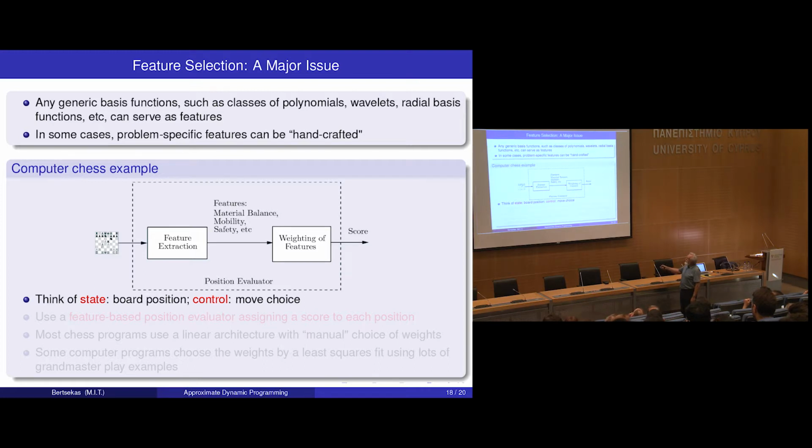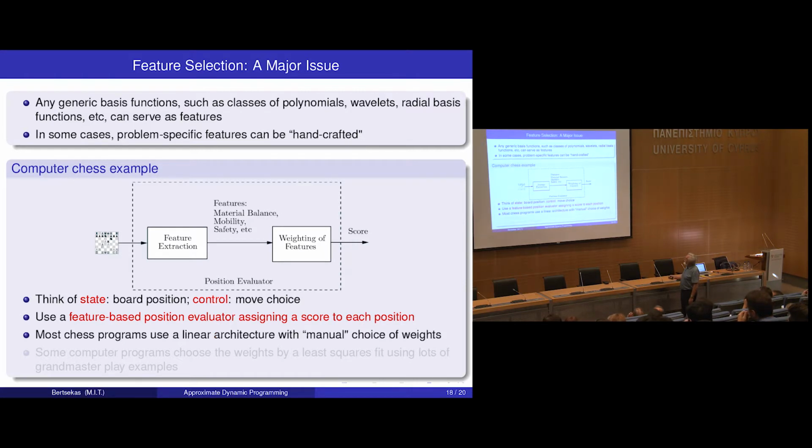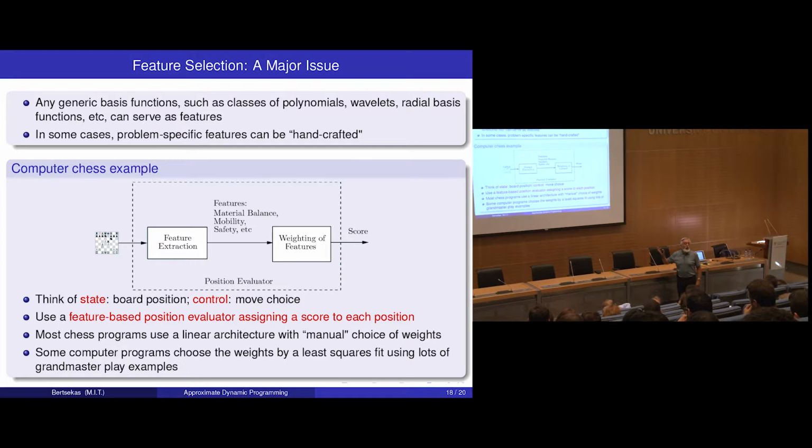So here the state is the board position, the control is the choice of move, and like I said, most chess programs use a linear architecture, and the choice of weights in computer chess traditionally has been manual. In other words, these weights are hand-tuned, and based on the results that the program achieves, the programmer tweaks the weights so as to correct whatever is perceived as a deficiency of the program. There are some computer programs that choose the weights by a systematic machine learning procedure based on least squares fit, using a training set obtained through grandmaster play.